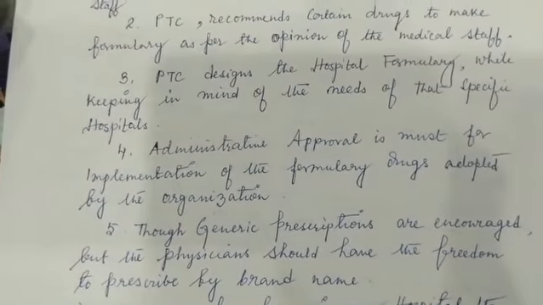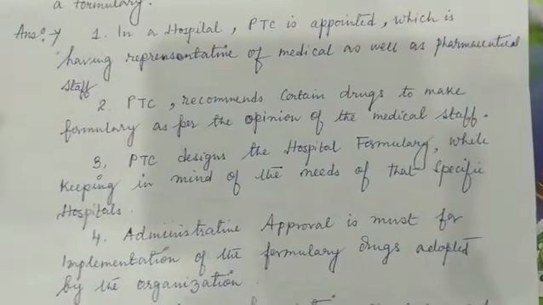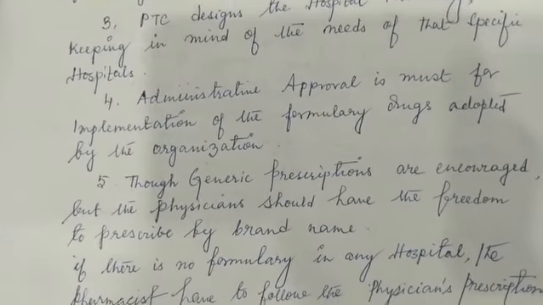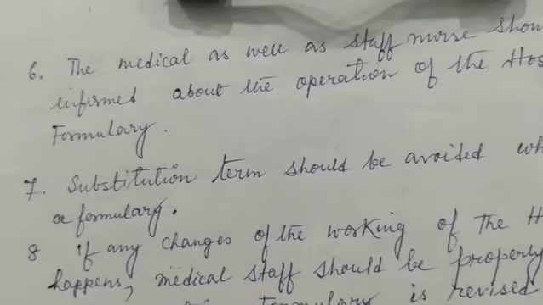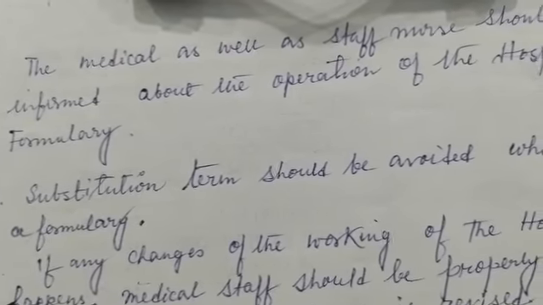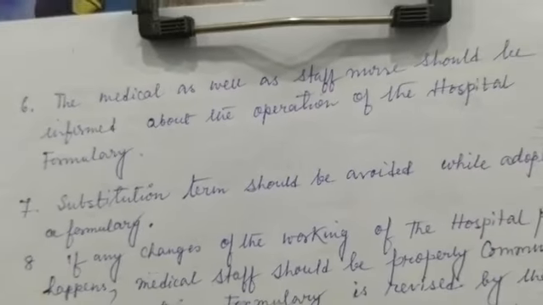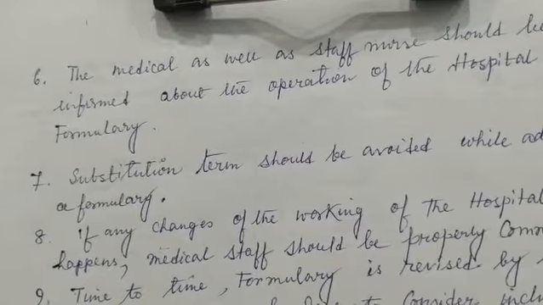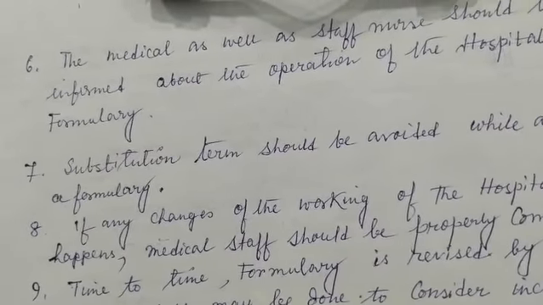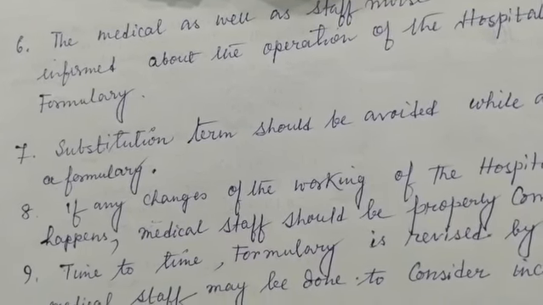So just see the points. These are the points. Okay. The sixth point is: the medical staff as well as the staff nurses should be informed about the operation of the hospital formulary. Okay, so when a new formulary is being implemented, everyone from medical staff to nursing staff should be informed.